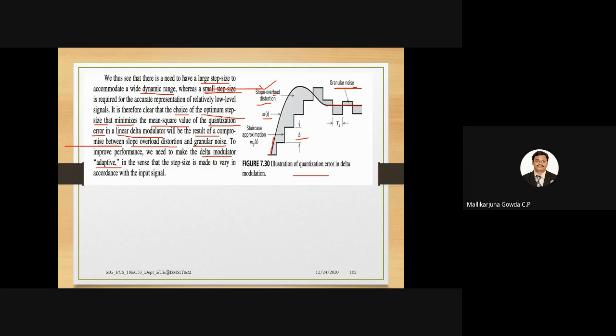That is known as adaptive delta modulation. When we make the step size adaptive, the step size is made to vary in accordance with the input signal. That we call adaptive delta modulation. So do you have any doubts regarding slope overload distortion and granular noise? These are the two different types of errors which occur in delta modulation. I said why slope overload distortion occurs, and what granular noise is.